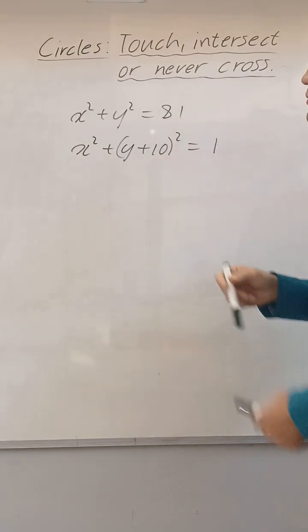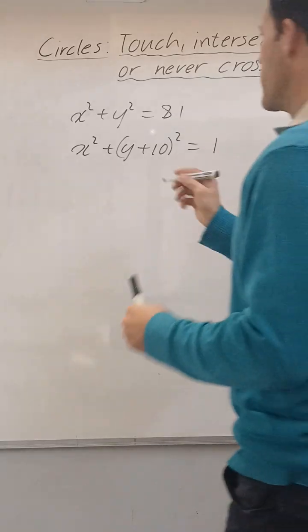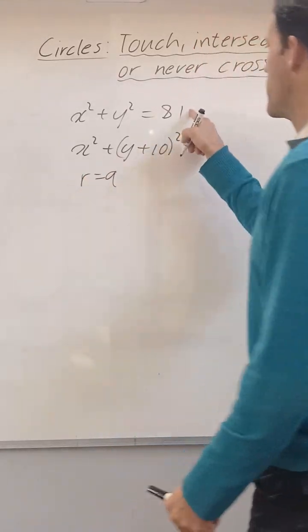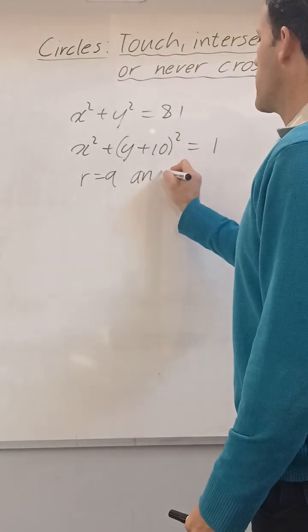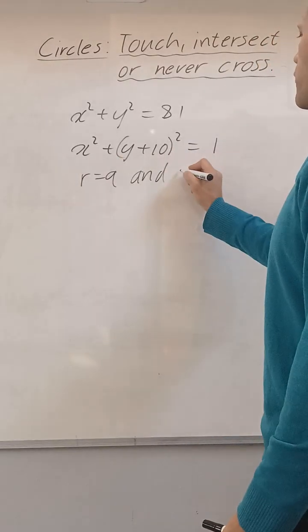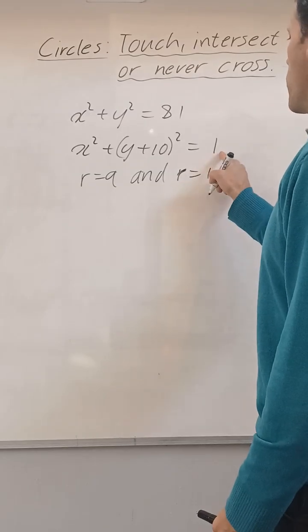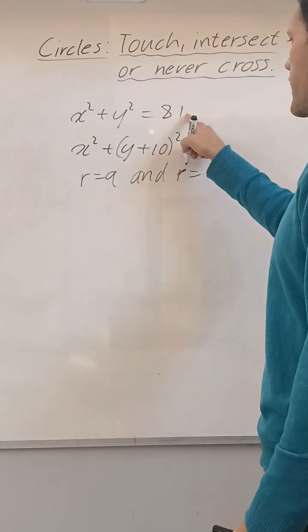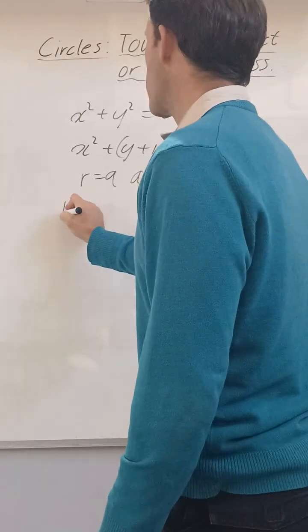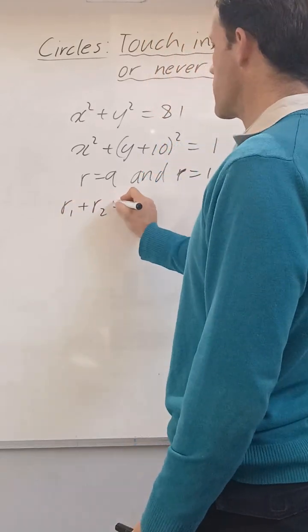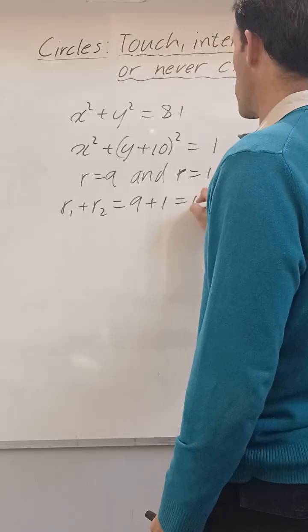Okay, so what we do is we look at the radius of the one. This one has a radius of 9, and this one has a radius of 1. Okay, so we get the radius for them. The square root of 1 is 1, square root of 81 is 9. So when you add the radius of the first circle plus the radius of the second circle, 9 plus 1 is equal to 10.